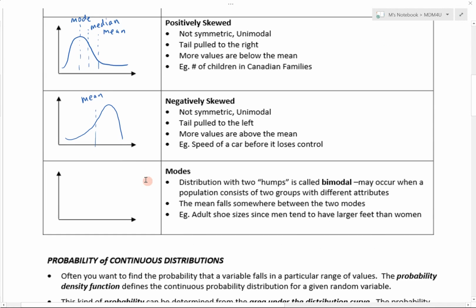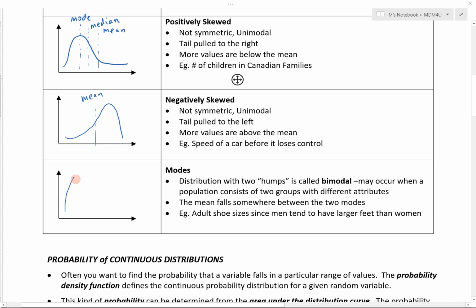And we can also have bimodal graphs. They look something like this. Let me draw that nicely. So here's an example of a bimodal graph, because we have two humps. There's a hump here and there's a hump here. Something like this could occur when you have two groups with different attributes. An example would be adults' shoe sizes. One hump could be men, the other one could be women. And generally speaking, maybe men have larger feet than women. So that could be modeled by a bimodal distribution.